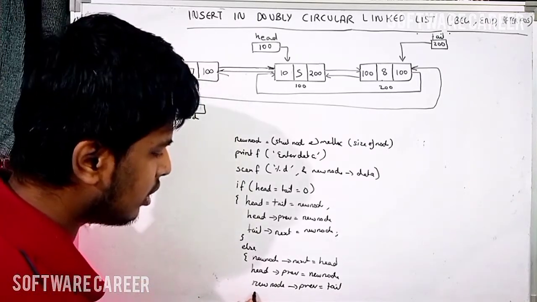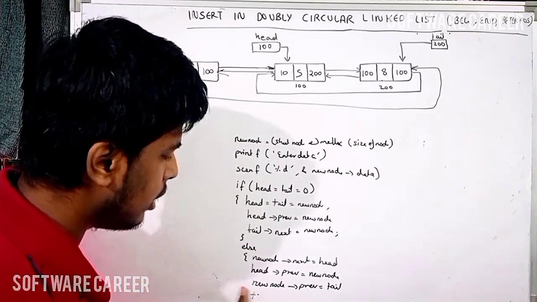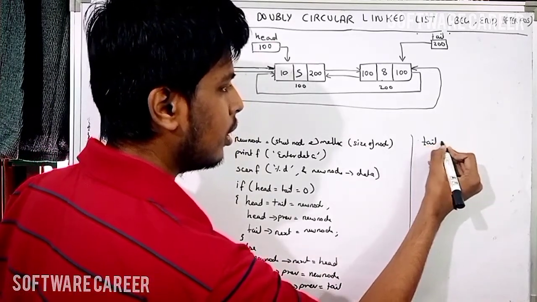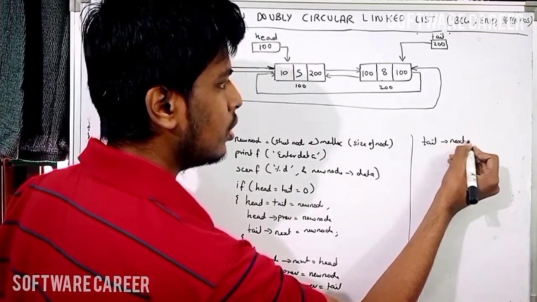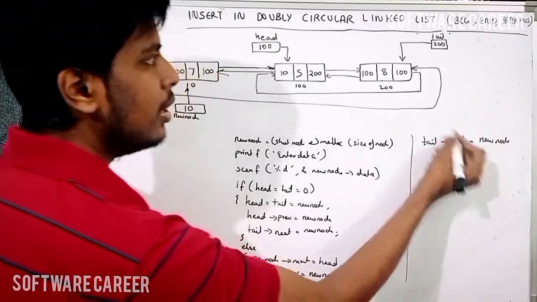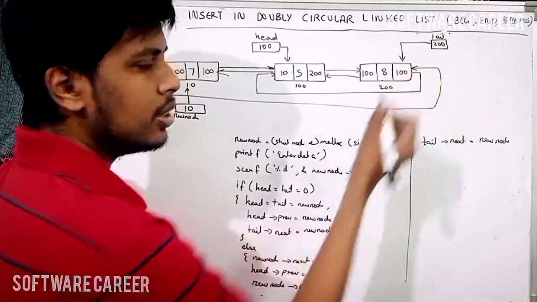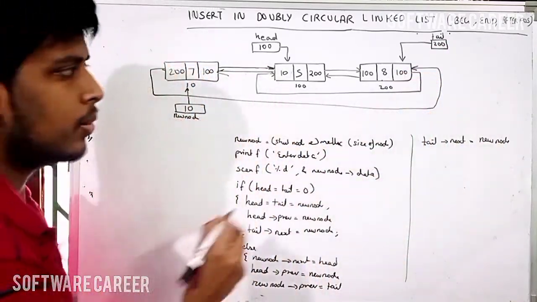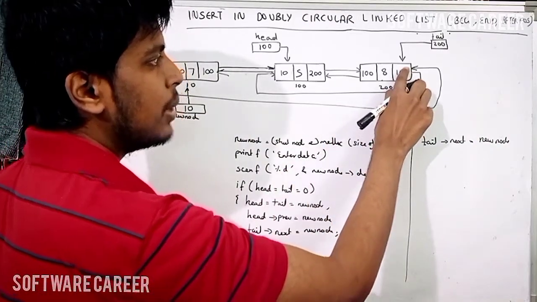And so I am writing a C. See, I am writing here tail next equals to new node. Now tail next is what? Tail is 200. 200 next is this pointer. In this pointer I am storing the address of new node, that is 10. So I am writing here 10.